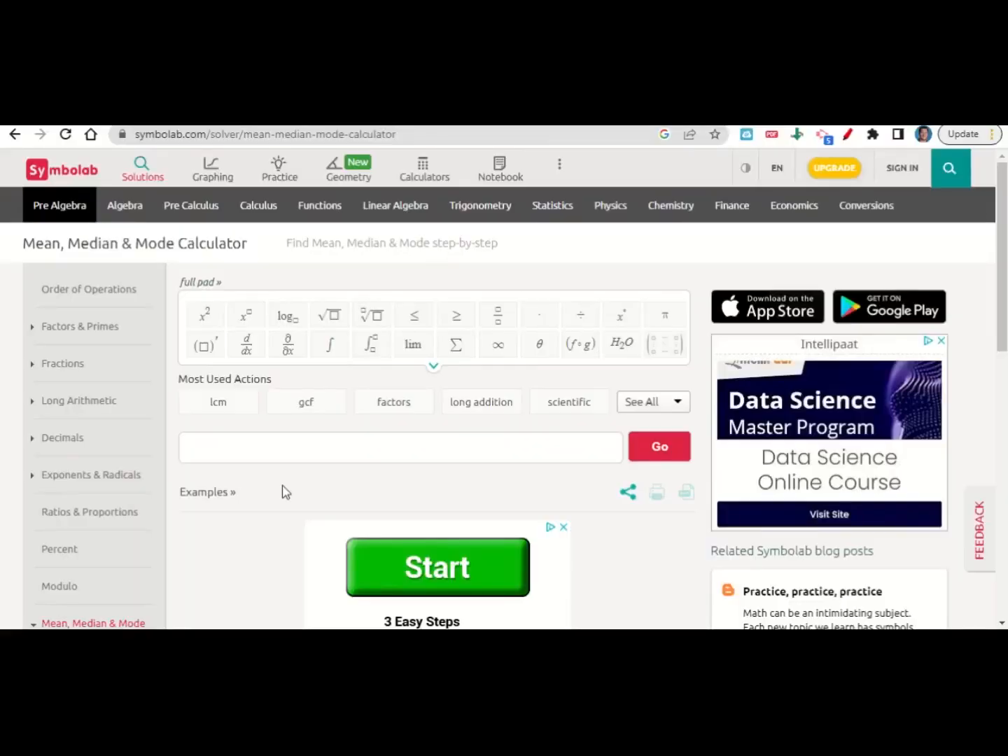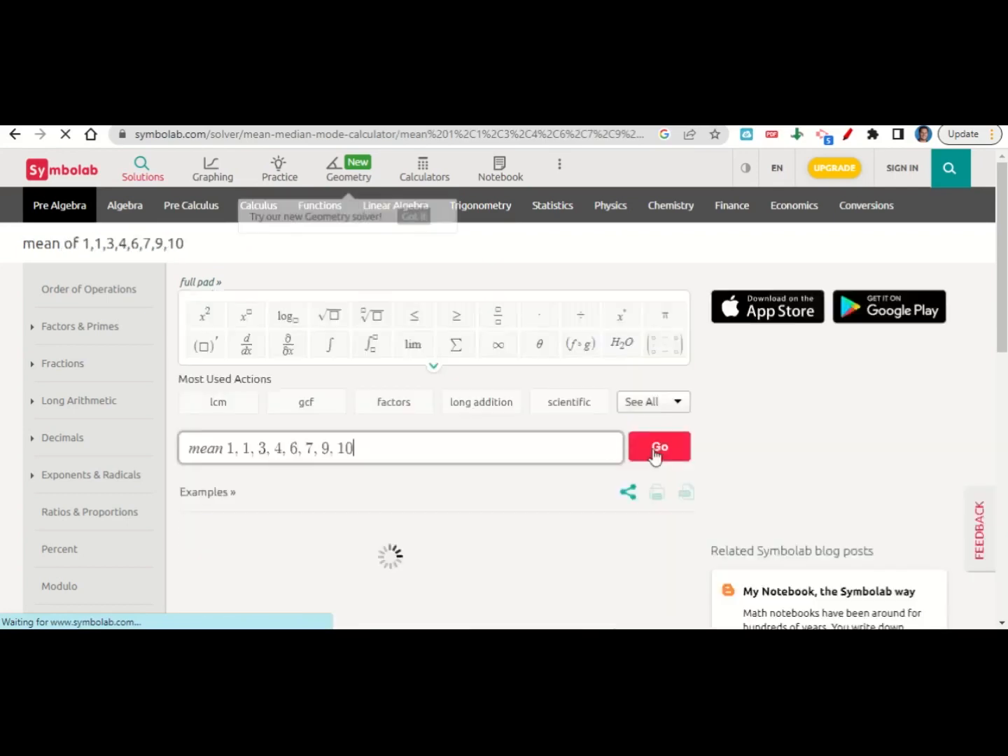Let's take a look now at how we can use Symbolab to check our work when dealing with mean, median, and mode. So let's say we're given a data set and we want to find the mean. Well, we're going to go to Symbolab, and then we're going to go to the mean, median, mode calculator. And then we're going to type in what we want. Let's say we want the mean. So we type in mean, and then we just start typing our data set. 1, 1, 3, 4, 6, 7, 9, 10. So let's say that's our data set. We go ahead and click go.